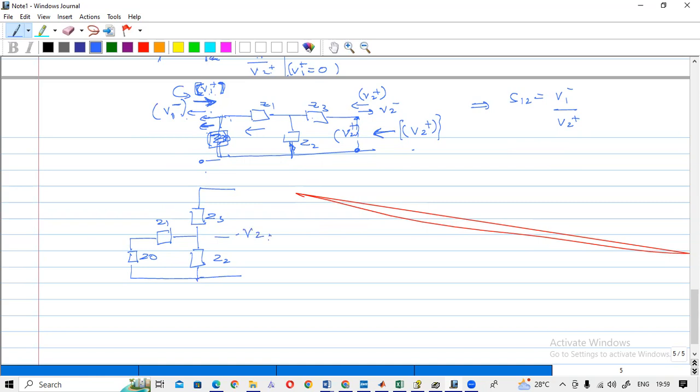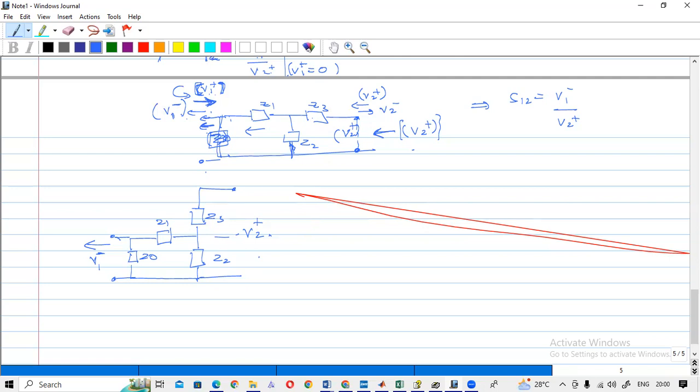Now you want to find the voltage here. This is V2 plus and this is V1 minus, the voltage in this direction. That is the output signal from port 1. So you have to calculate that part.